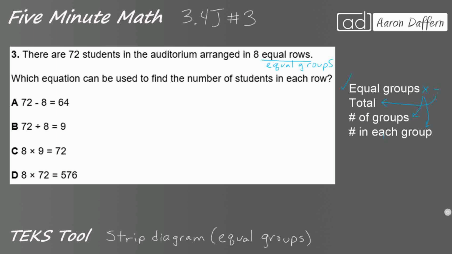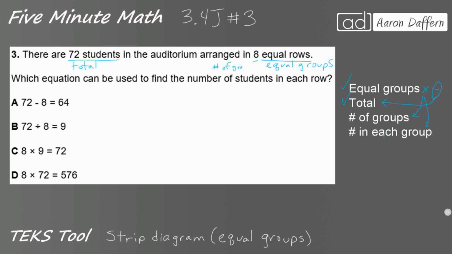All right, so we're not going to add any more students, which means this is going to be my total number of students, which means we have our total, which means division is going to be helpful here. And then arranged in 8 equal rows. The equal rows tells us equal groups, but it also tells us how many rows there are. There are 8 rows, and this lets us know the number of groups.